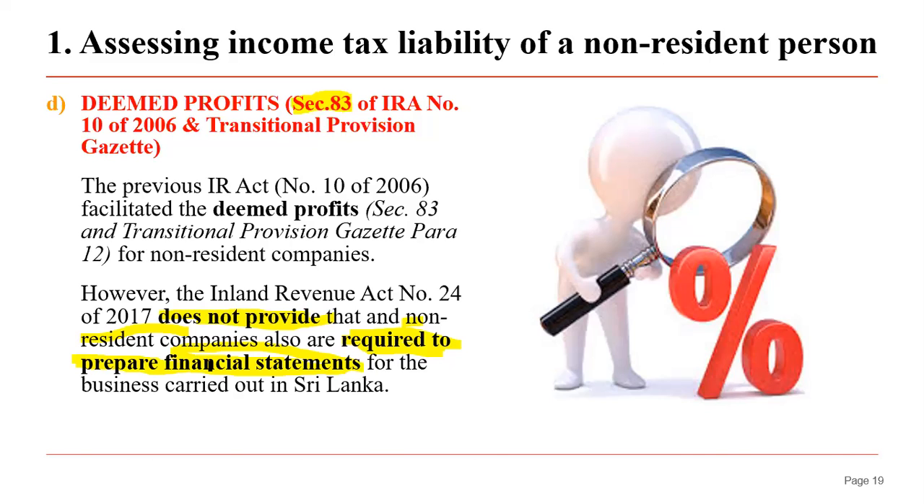Therefore, deemed profit is, on the one hand, beneficial for Inland Revenue as well. So they will relook at this provision to see whether they can bring it into the new Inland Revenue Act. Until such time, companies starting after 1st of April 2018 have to prepare accounts, and then there is no deemed profit. If they have taken prior approval under the previous Inland Revenue Act, they can continue on the same basis, if it is a similar business they are continuing.